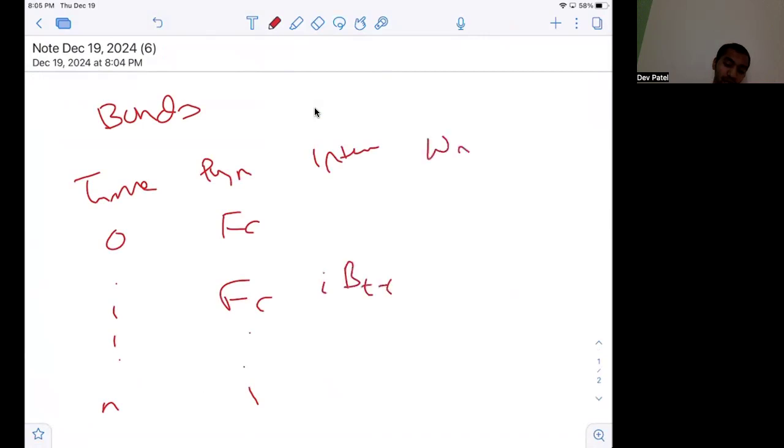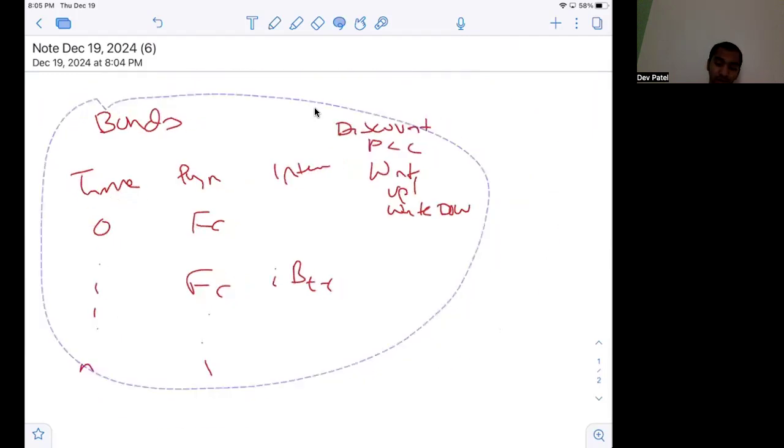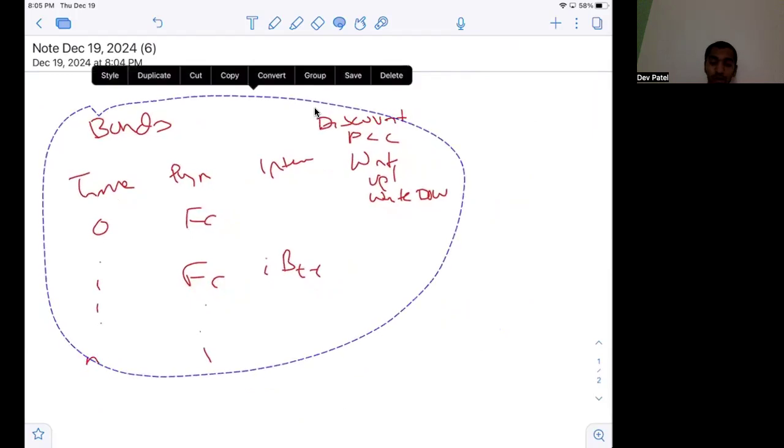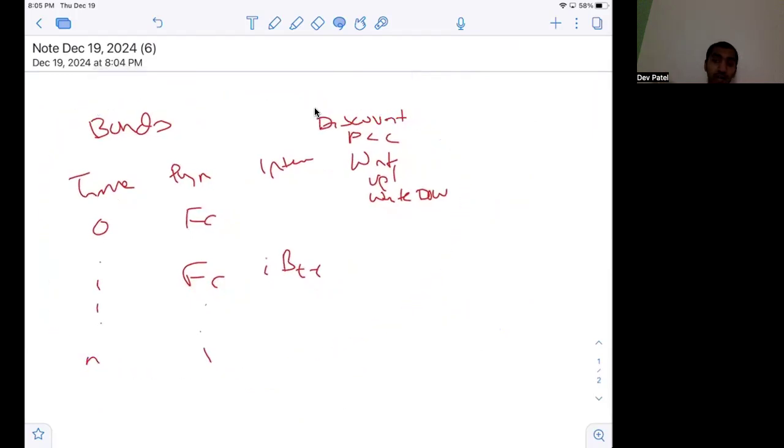We have the write up or write down. Again, write up meaning we're going from price to the redemption amount, meaning that it is a discount bond in the sense that price is lower than the redemption, and then the opposite is true for write down. Write down is referring to a premium bond where the price is greater than the redemption, where we're writing down from price to redemption.